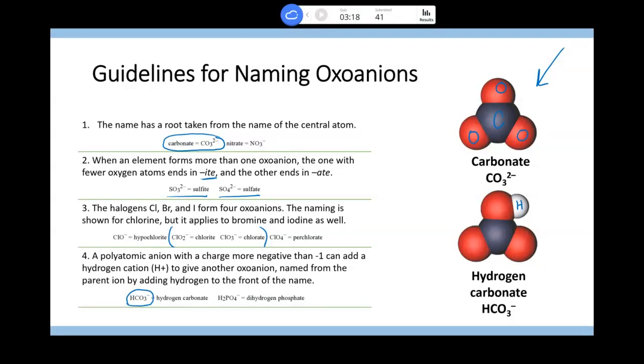Sulfate. Oh, but if it was persulfate, it would be SO5. I don't know if sulfur can form that anion though. I think it's only our halogens that can do that. But yes, if you were at sulfate and you have an additional oxygen, then it would be persulfate if it's possible to form. I don't know if it is.